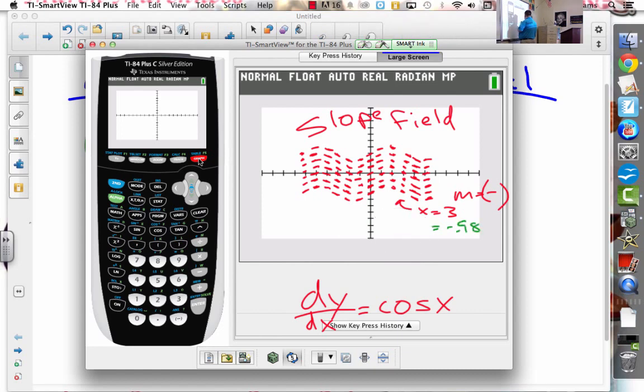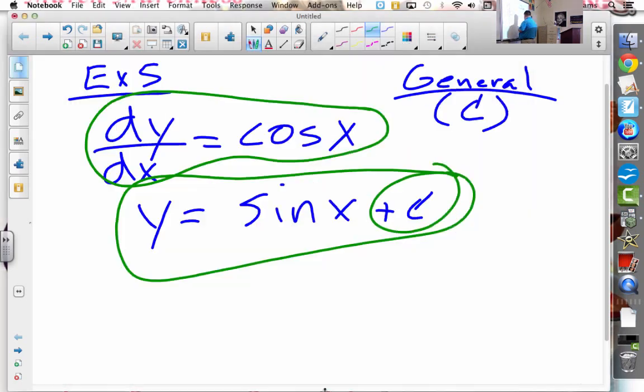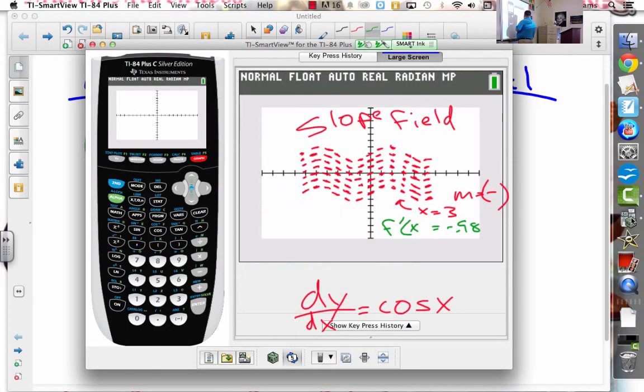But the slope is really f prime evaluated at 3. Whoops. Okay. So when x equals 3, f prime of 3 is equal to negative 0.98. And so I could take the derivative and evaluate it at x equals 0, x equals 1, and so on, and I could map the slope field, and I can look and see what the original function is.